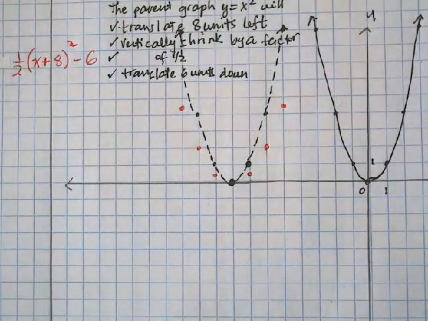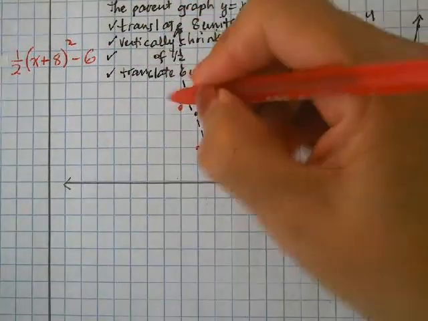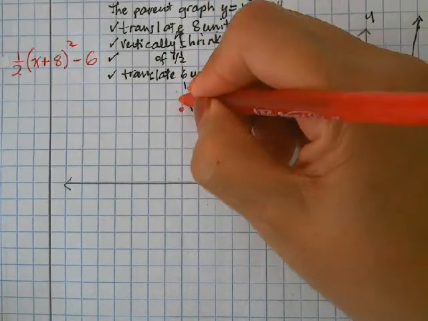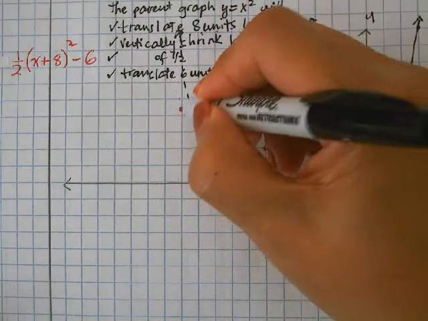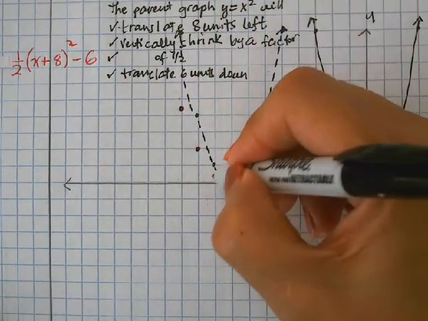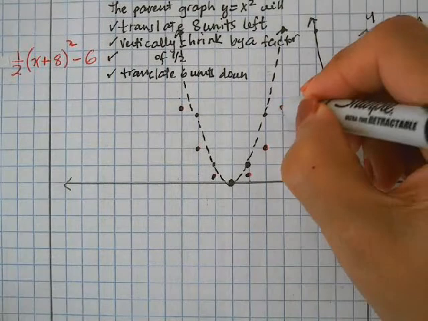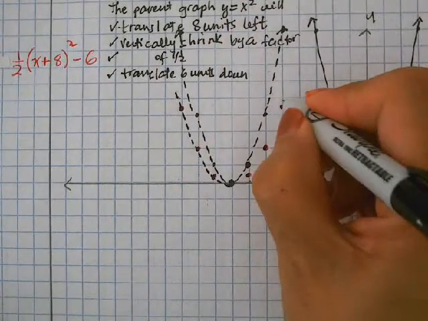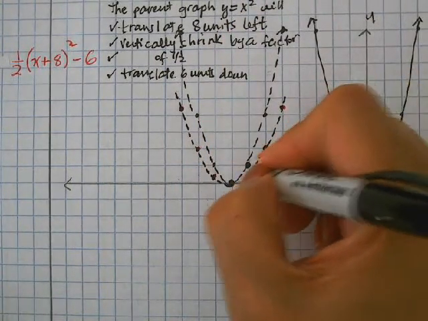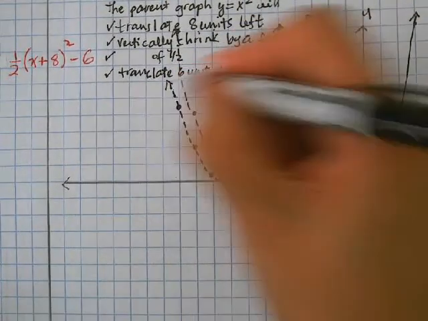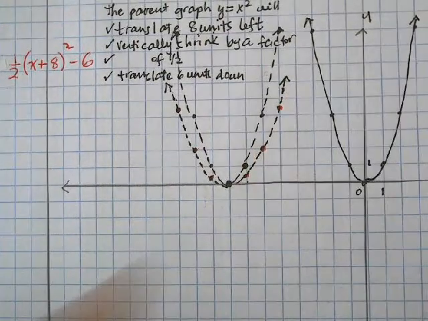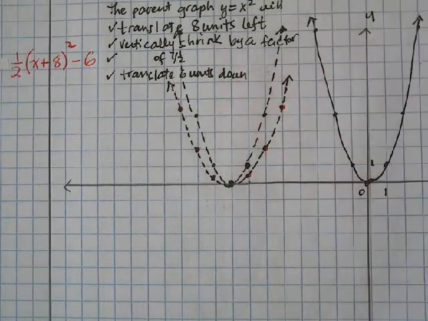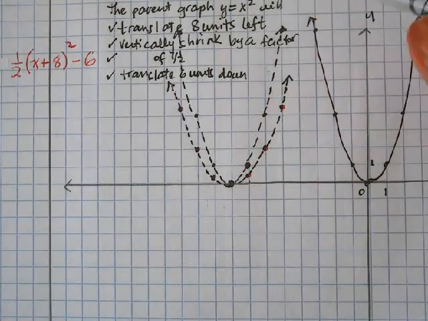Okay, so our graph is now wider. Oh, not yet. That is not yet our final graph. We still have to translate it down. Okay, so we're going to use dashes still because we are still not in our final graph. So you see our graph became wider than this graph here. And after that, we're going to translate the wider graph 6 units down.